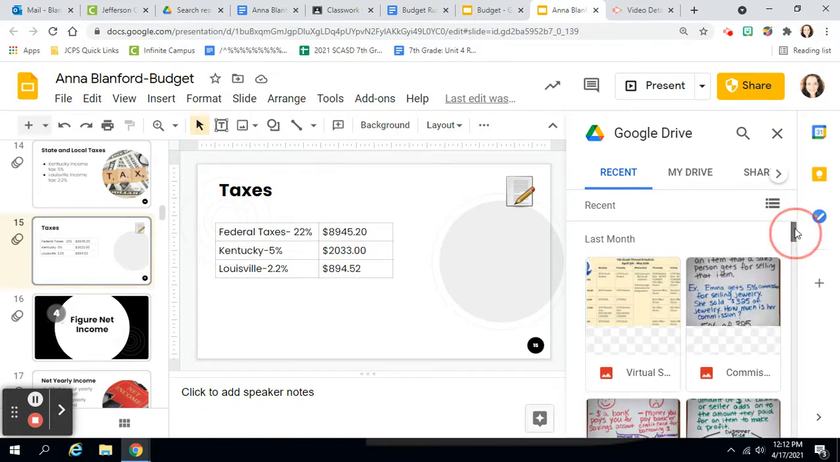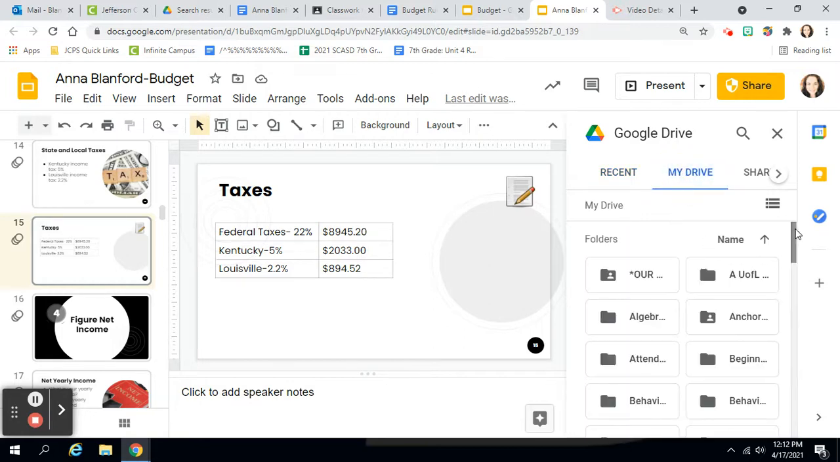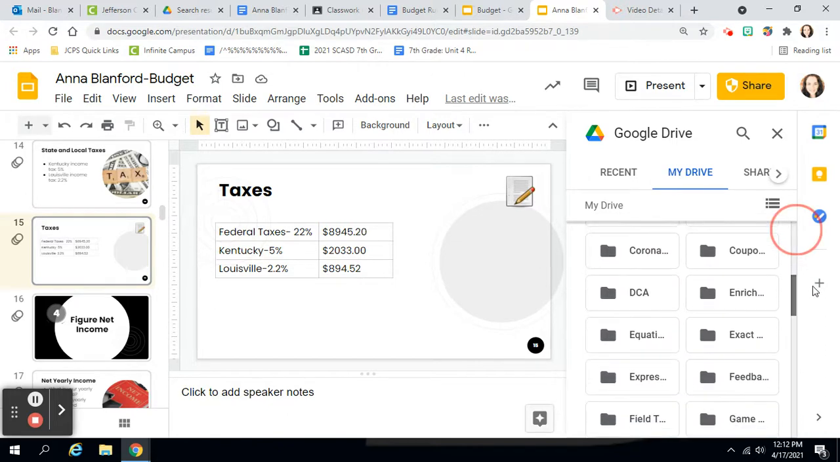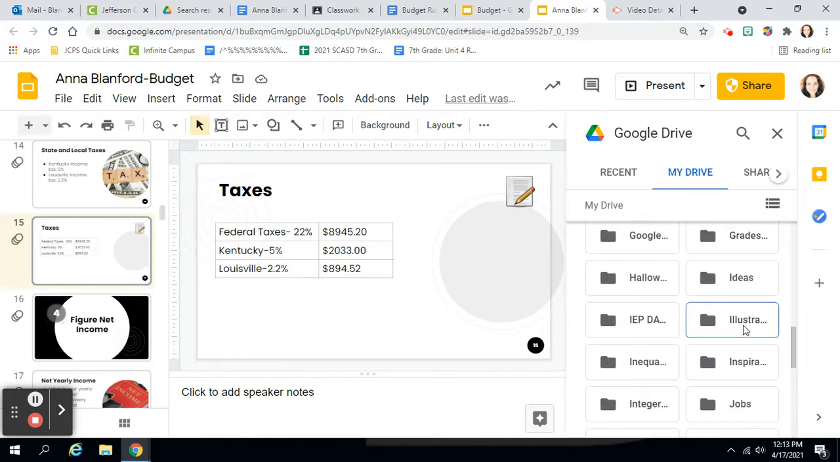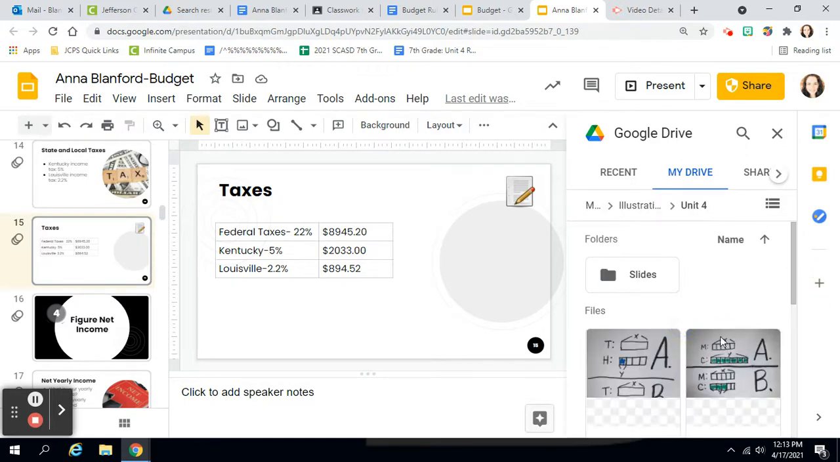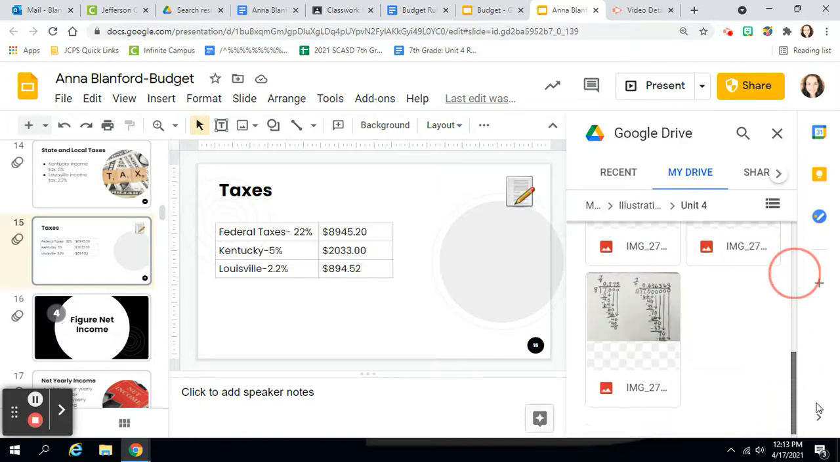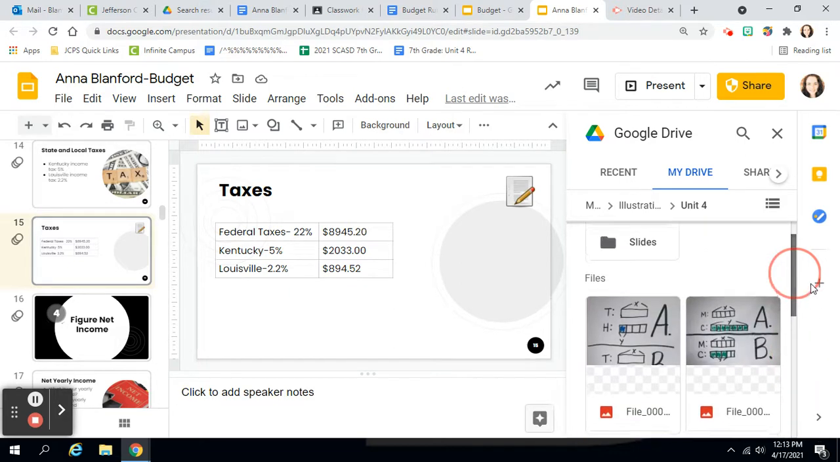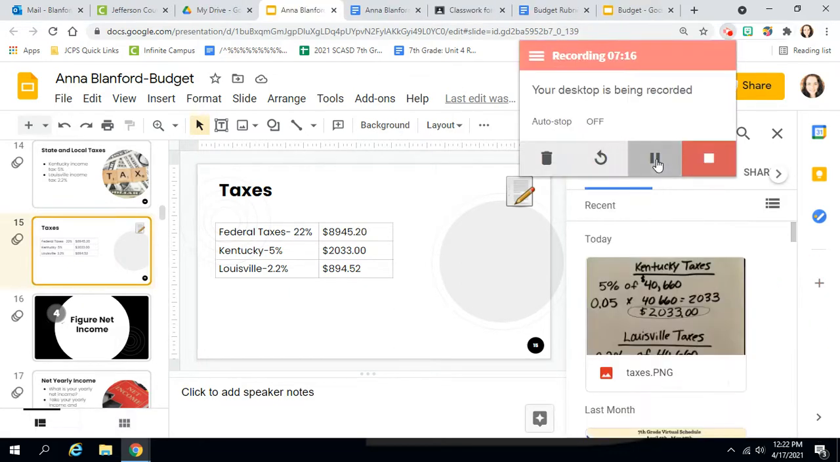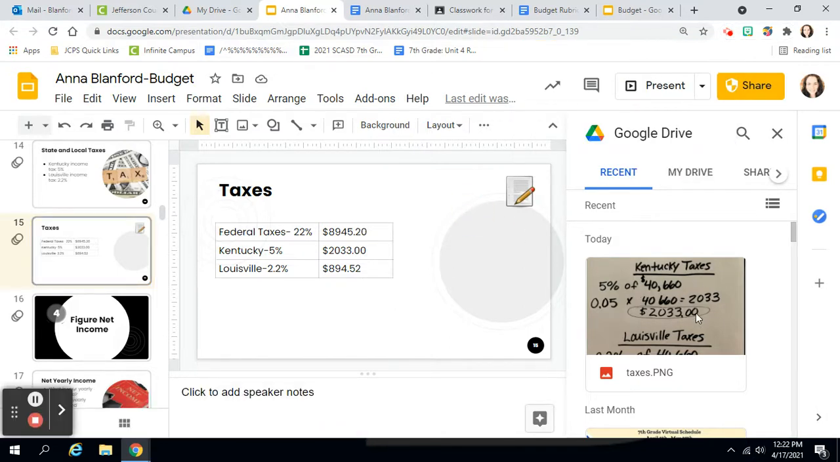Let's see. So show me some recent pictures. I didn't see it. So I'm going to come into here and find where I put it. Okay, so now I'm going to select my image from my Google Drive and insert.